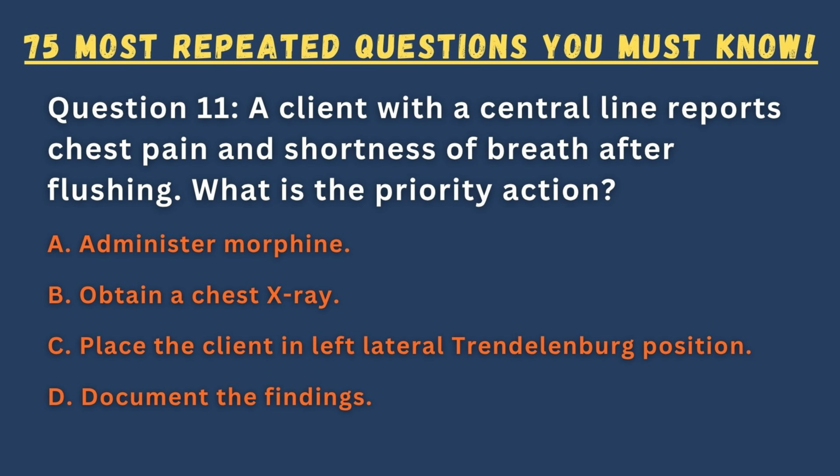Question 11. A client with a central line reports chest pain and shortness of breath after flushing. What is the priority action? A. Administer morphine. B. Obtain a chest X-ray. C. Place the client in left lateral Trendelenburg position. D. Document the findings.